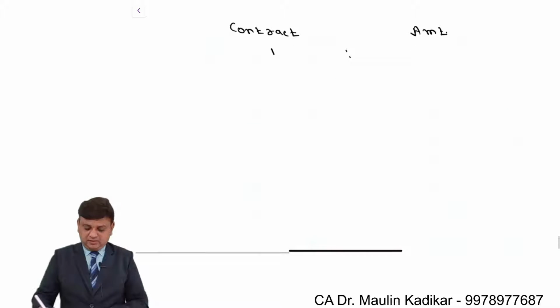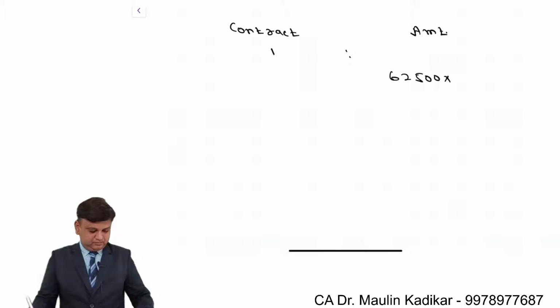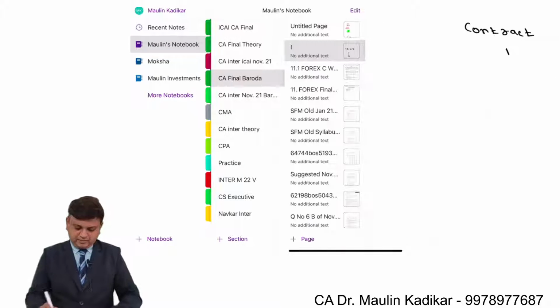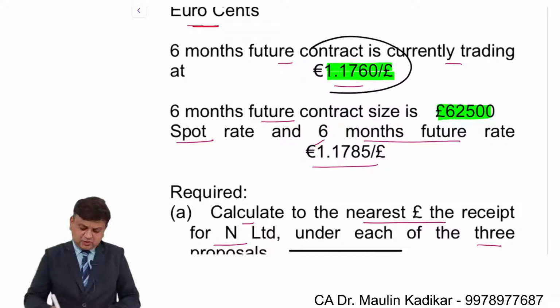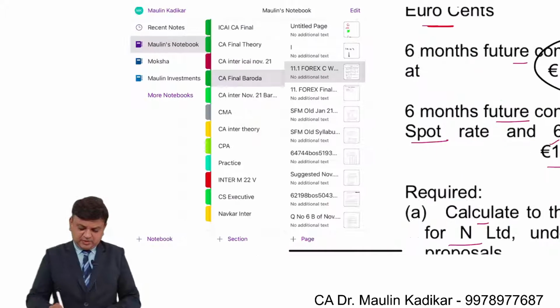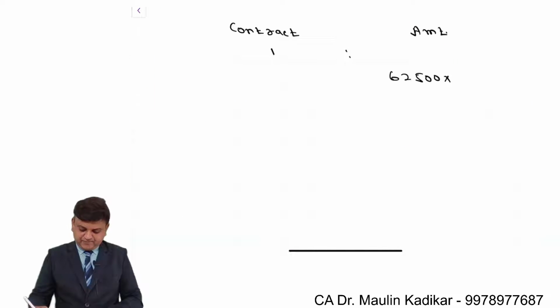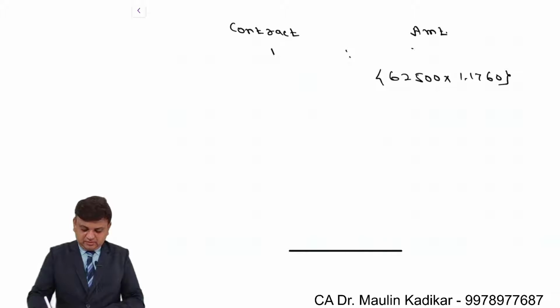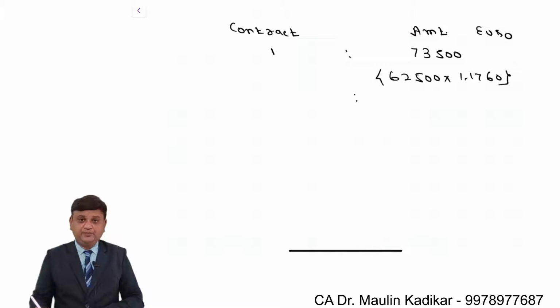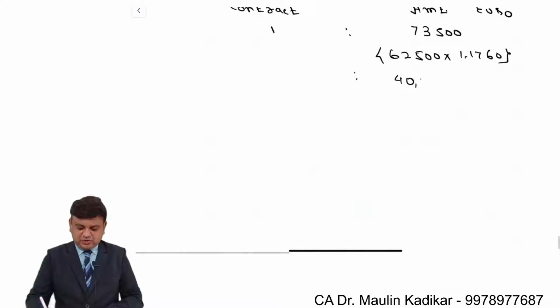Entering into one contract, in that case it is 62,500 into, you can see that it has been provided that the futures rate is 1.1760 per pound. So that comes to 73,500. This is the way I have converted this into euro term. So over here I am keeping 40 lakhs euro.